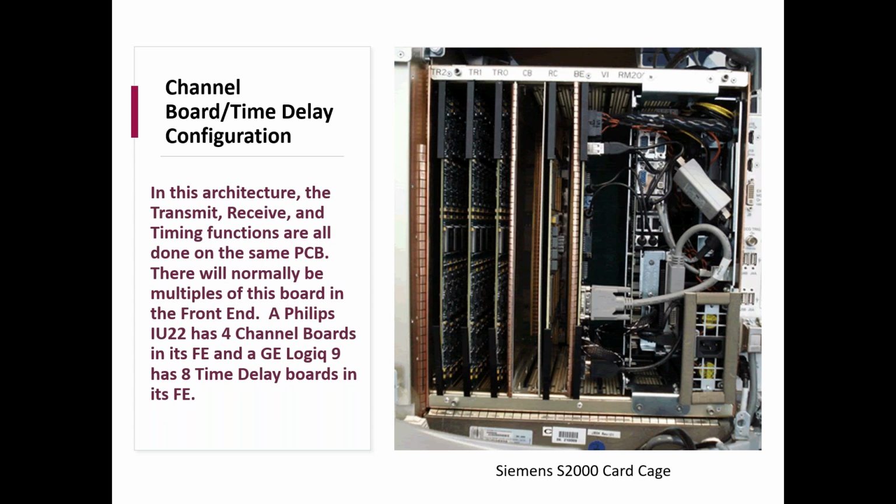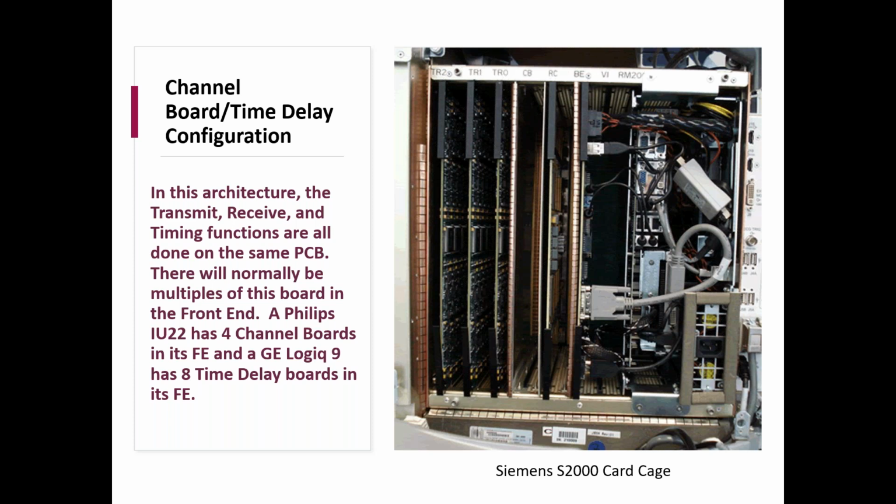The other front-end configuration we want to look at would be the channel board or time delay configuration. In this architecture, the transmit, receive, and timing functions are all done on the same PC board. In this situation, there'll normally be multiples of this board in the front end. For example, a Philips IU22 has 4 channel boards in its front end, and a GE Logic 9 has 8 time delay boards in its front end.